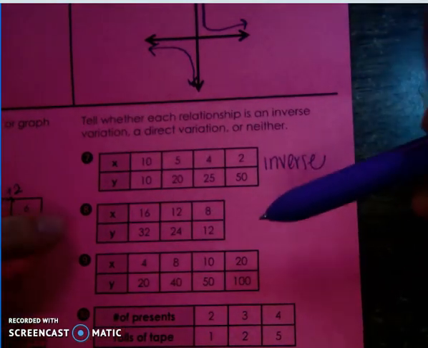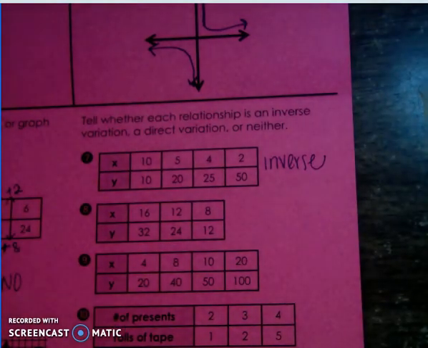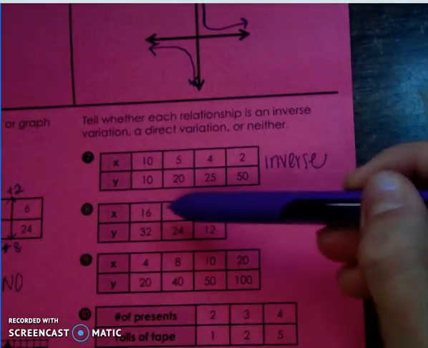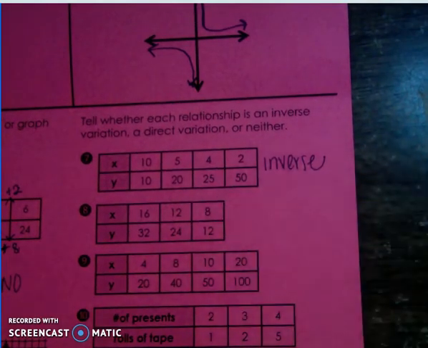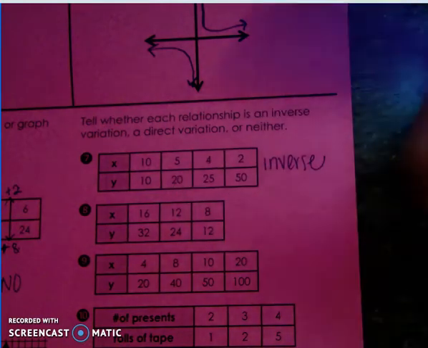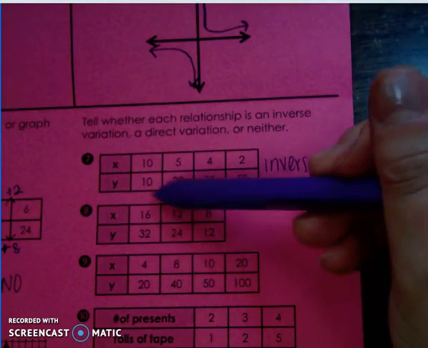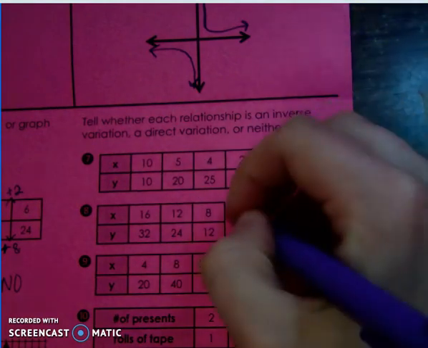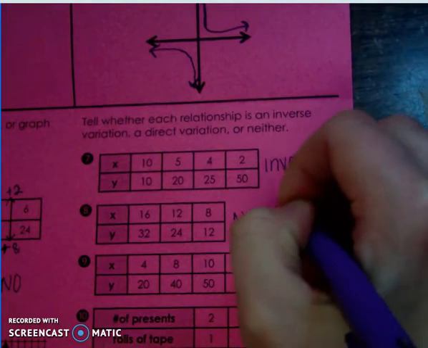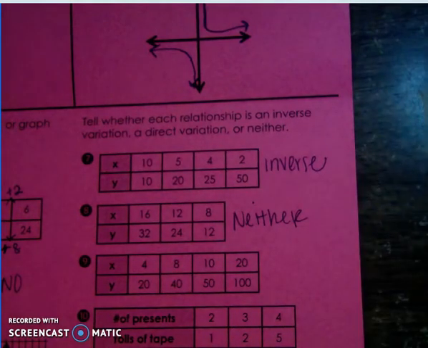All right, number 8, we have from 16 to 12, I'm going down 4 and down 4. Okay, so from 32 to 24, I'm going down 8 and then down 12. So that's not direct variation. Well, 32 times 16 is 512. 24 times 12 is 288. So all of a sudden, I know that these multiply to something completely different than what these multiply to. So this is neither direct or inverse variation.